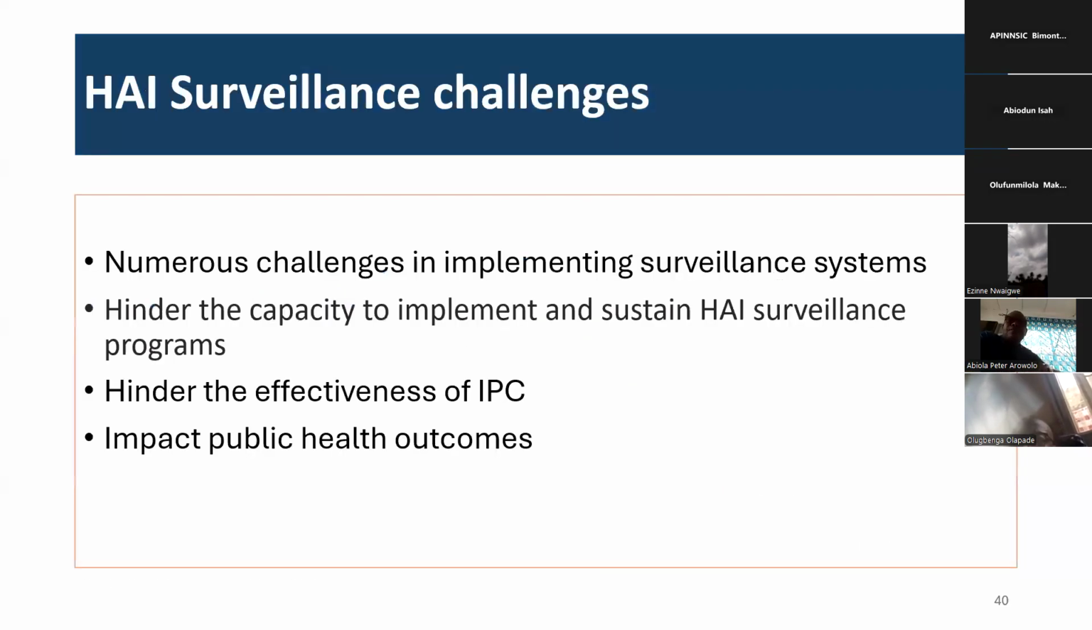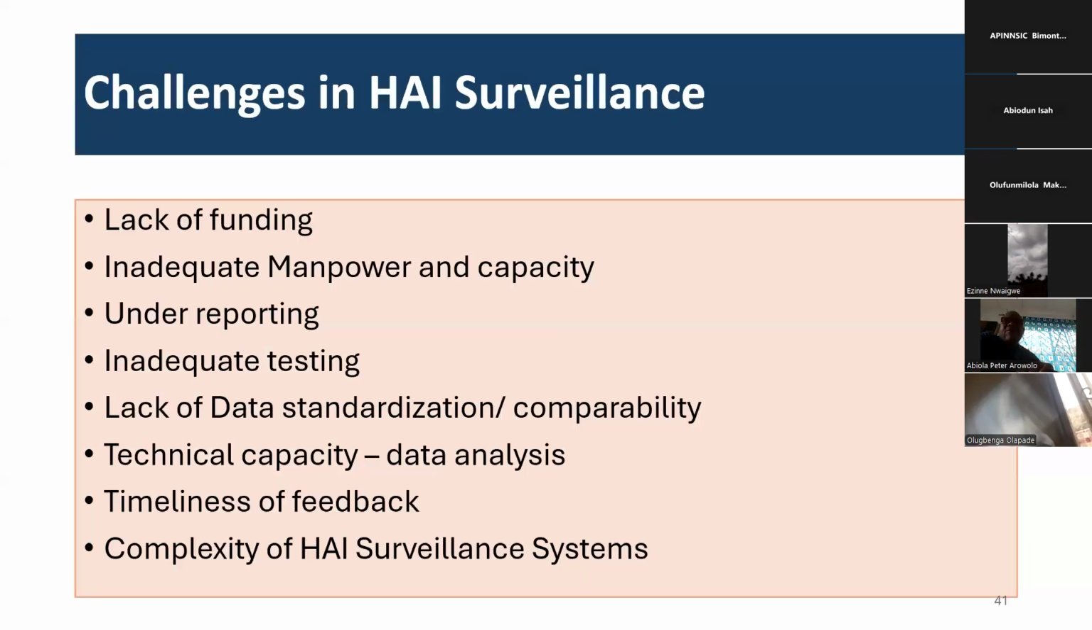So that's HAI surveillance. I'll go on to the challenges that we can encounter when we are collecting HAI surveillance data, or if we need to start. So these challenges hinder our ability to implement or sustain the program. So some start, they encounter the challenges and stop. And some are not even able to start because of all these challenges and the impact of the effectiveness of our IPC programs. So this is a run of all of them: funding, manpower, underreporting, inadequate testing, lack of standardization, technical capacity for analysis, timeliness of feedback, then the complexity of our surveillance systems.